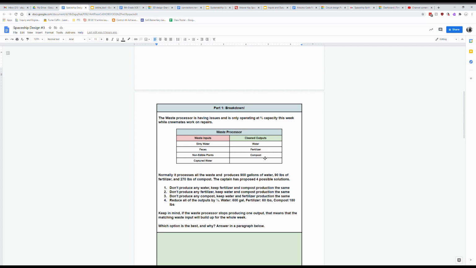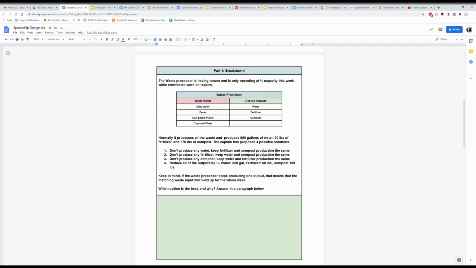And because this waste processor is having issues, it's only acting at 2/3 capacity. So that means that instead of processing 900 gallons of water, 90 pounds of fertilizer, and 270 pounds of compost, it's only going to be able to do 2/3 of that. The captain has come to you to see what they should do.